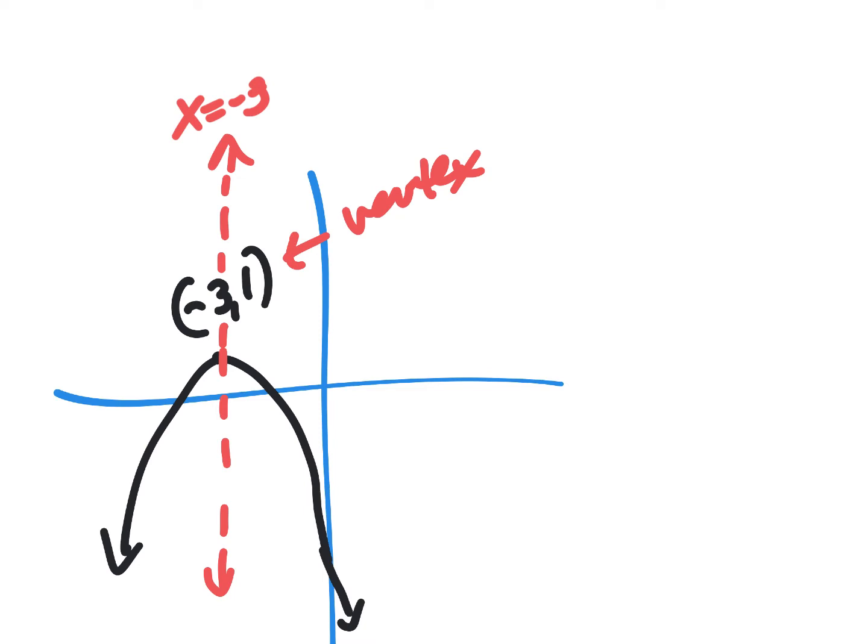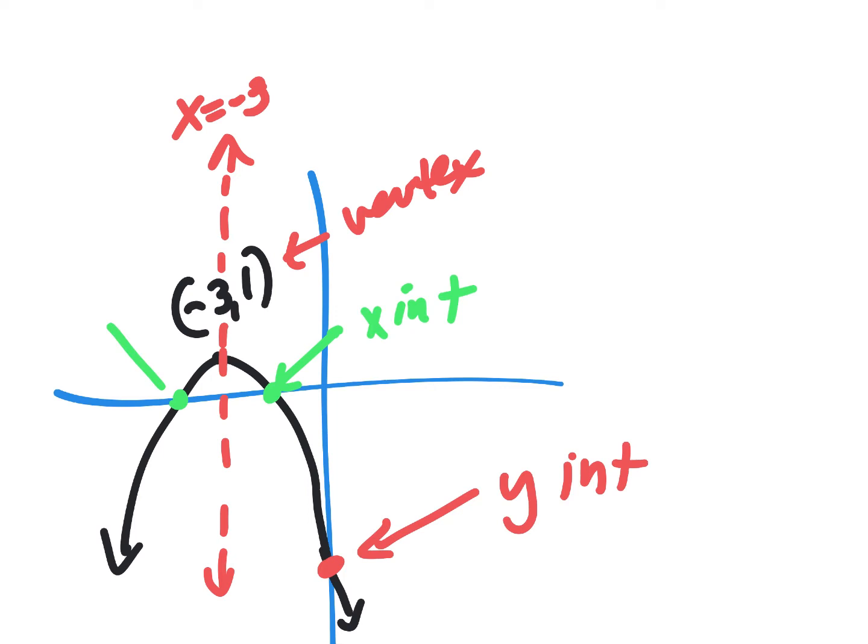And how about this spot down here? What's the name for that? That's the y-intercept. How about these two green spots? I'm putting a green dot there. X-intercepts. That's where it hits the x-axis.